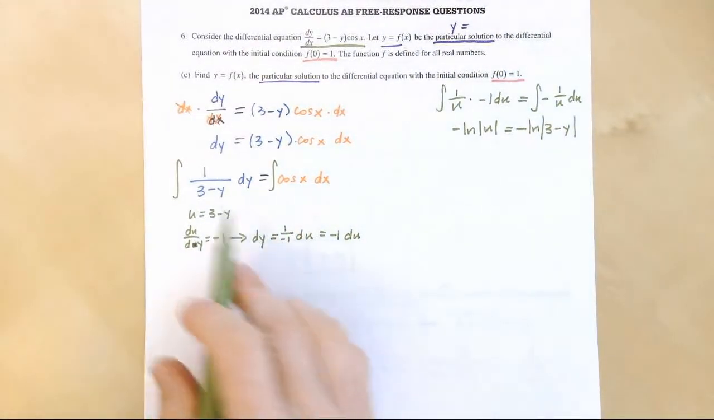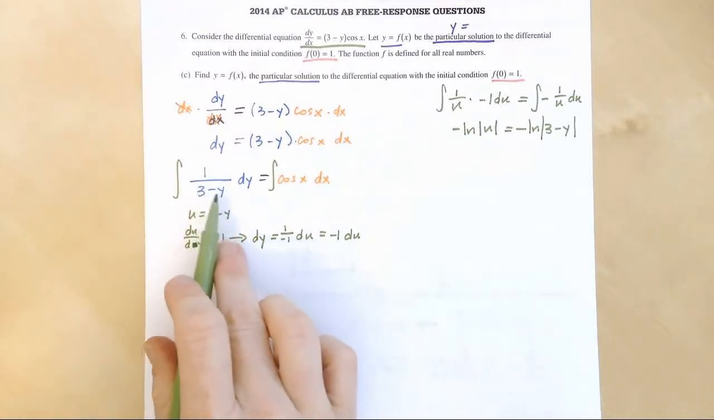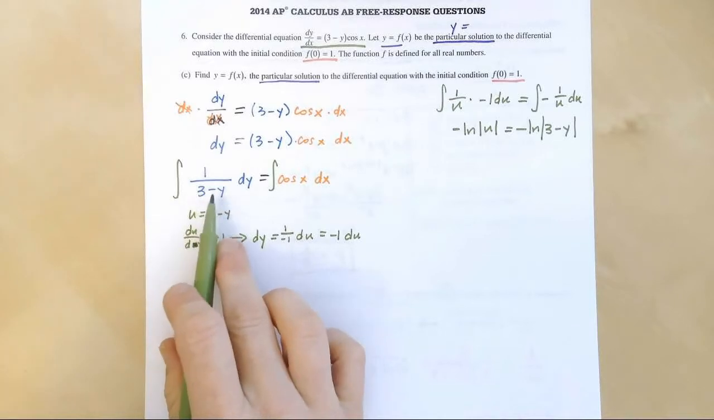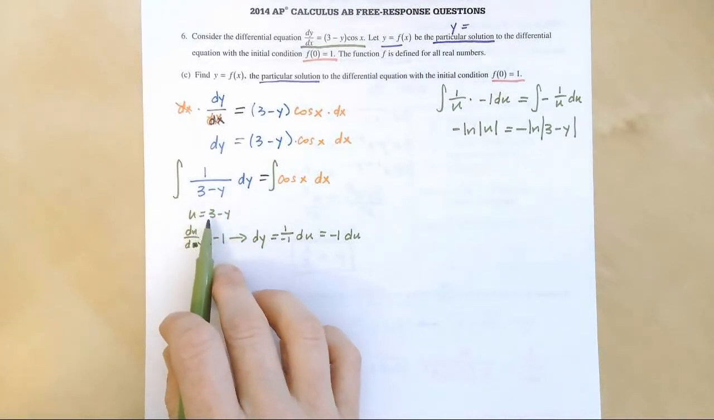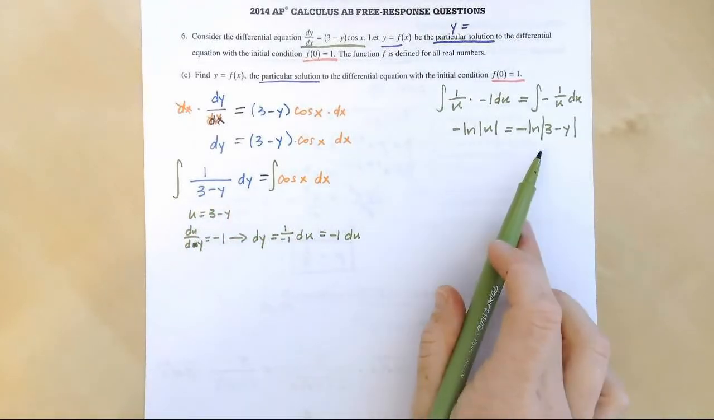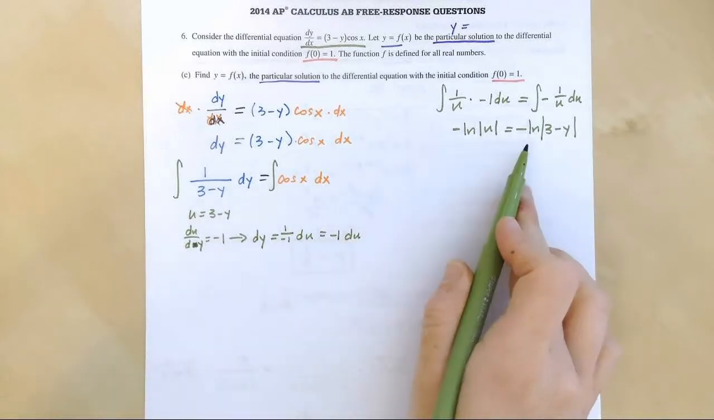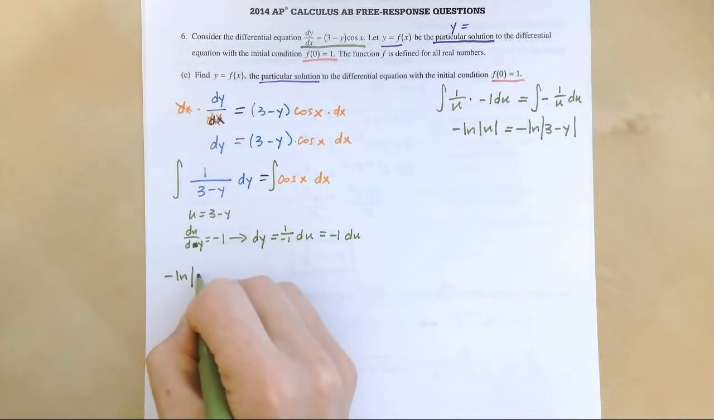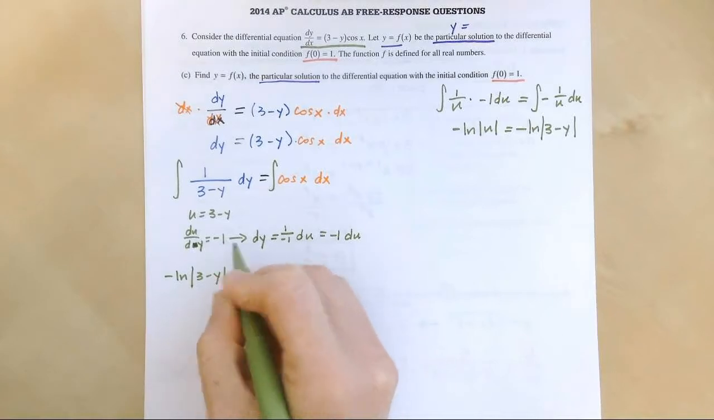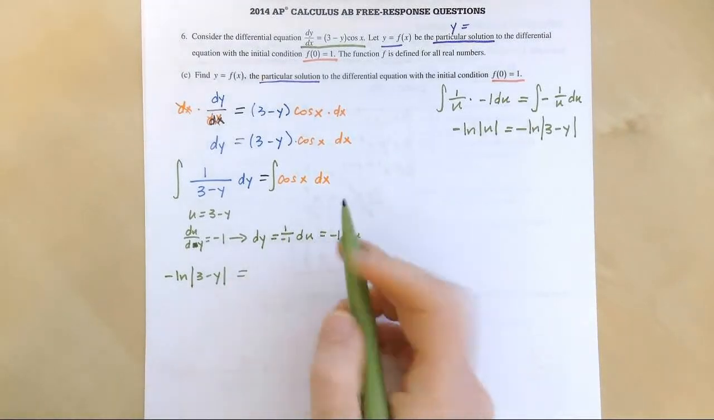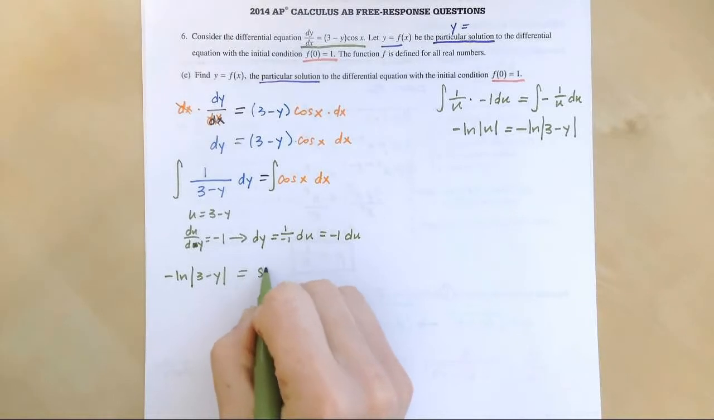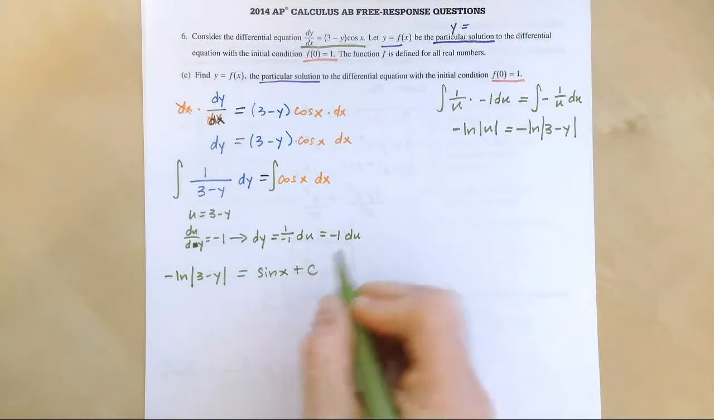Sweet. Anytime you have 1 over a single piece of a function, u sub is probably your best option, and you'll get a natural log. So this integral is negative natural log absolute value of 3 minus y, and then equals, now let's do this piece, the integral of cosine is sine x plus c. Alright, cool.